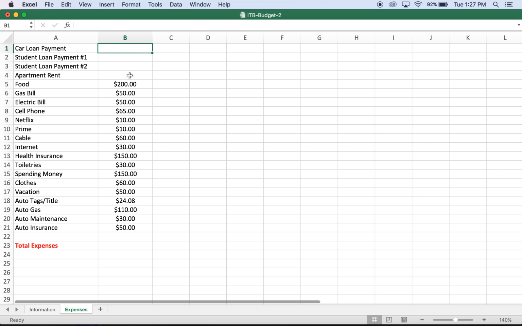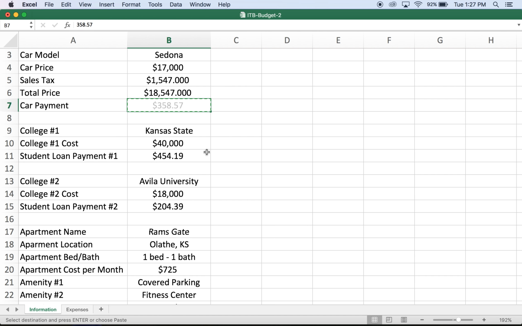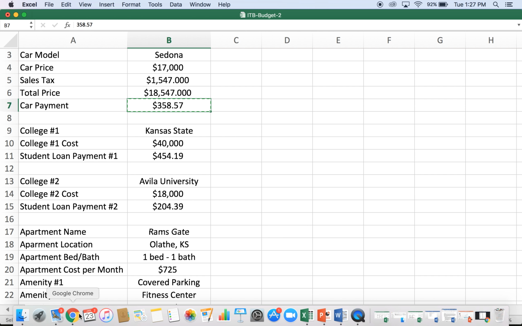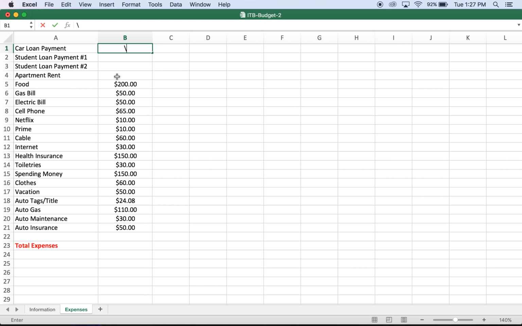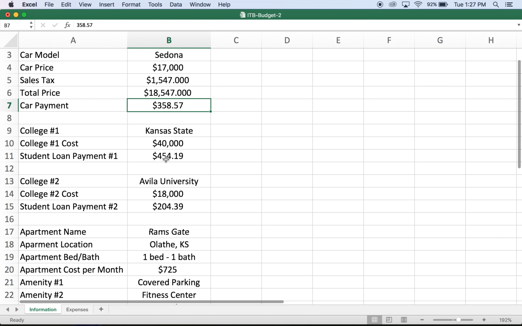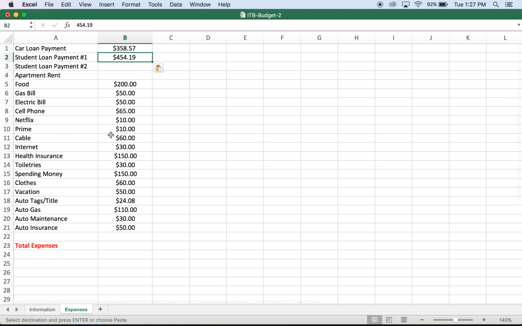So for these first 4 items, we are literally just copying over the information from our information sheet. So car loan payment, $358.57. Copy that to expenses. Boom. Next one is student loan payment number 1. Copy. Paste. Next one is student loan payment number 2.